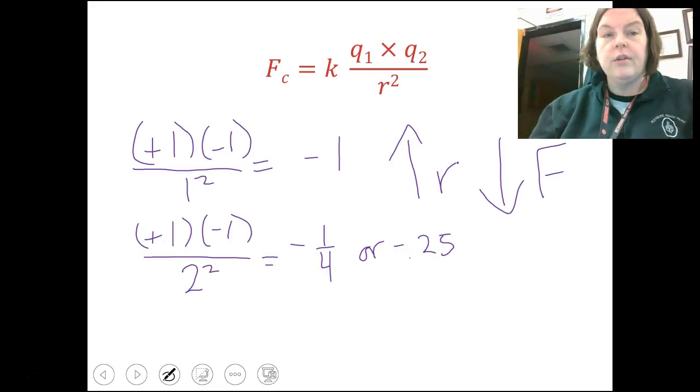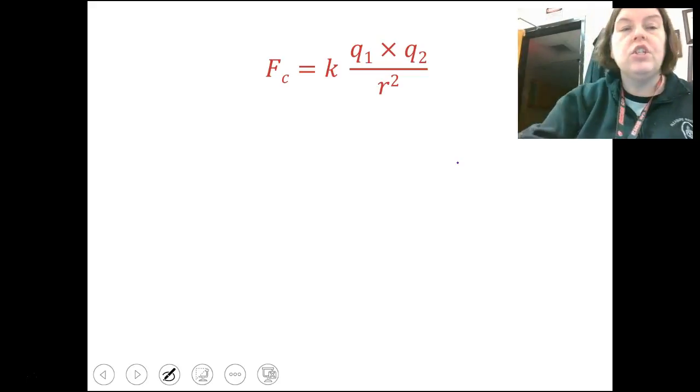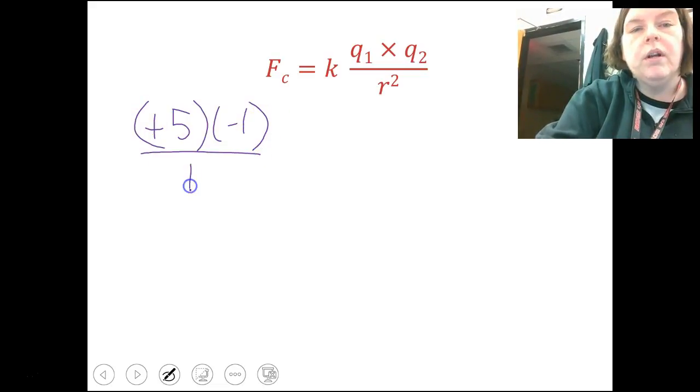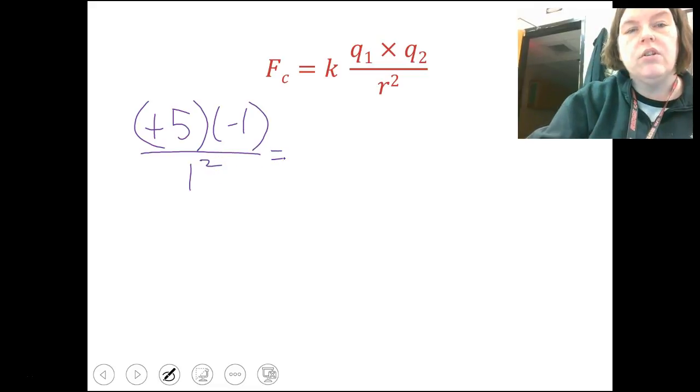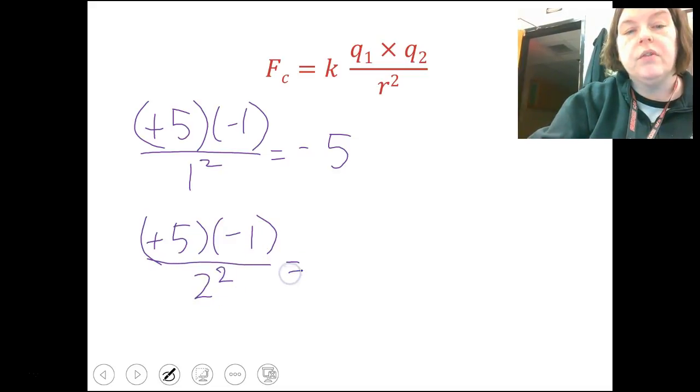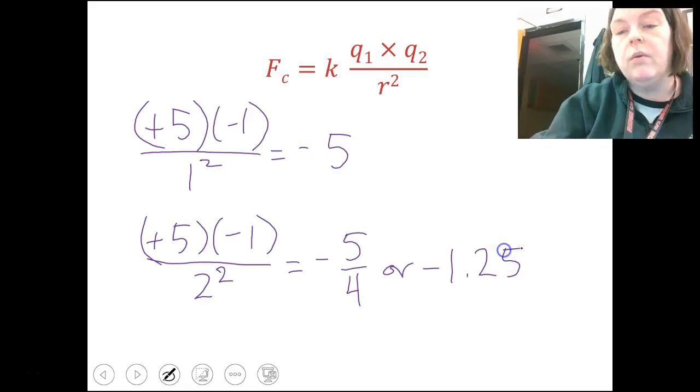Now I want you to look at another situation. Let's change something else. Let's change the number of protons that we have. So if I have 5 protons and 1 electron that I'm looking at, and it's 1 away, what's the charge? Yeah, it's -5. Very good. And if I have the same 5 protons and the same electron, but they are 2 away, what's the force? Okay, yeah, it's negative still because they're going to attract. -5/4 or negative 1.25.